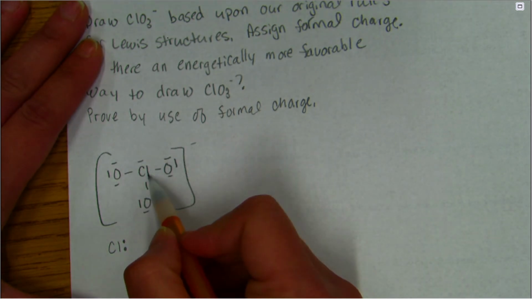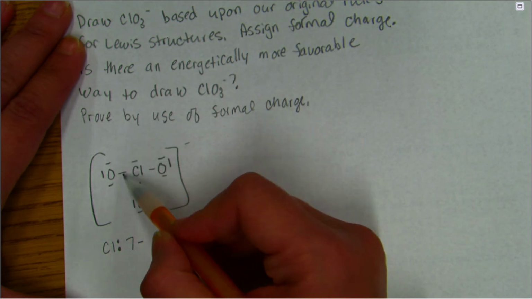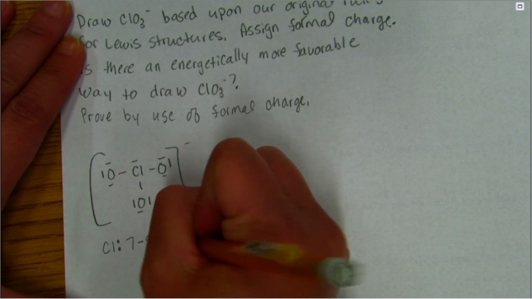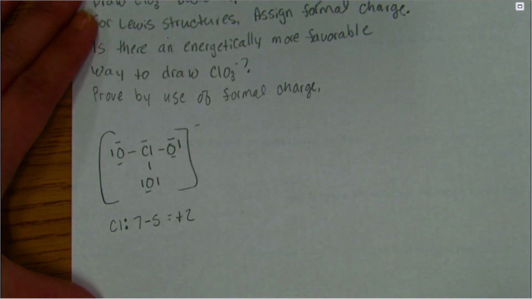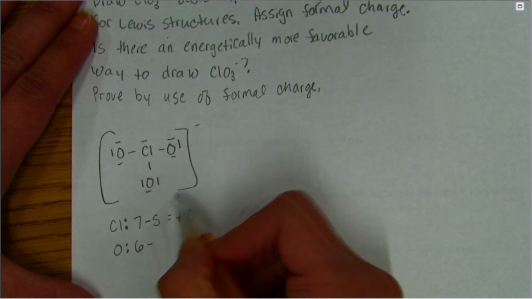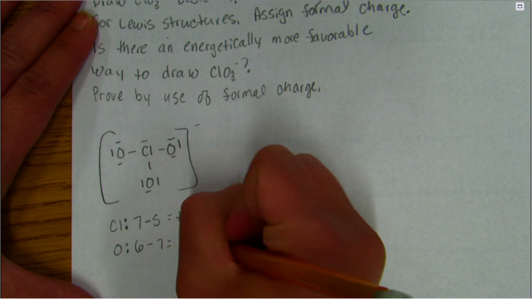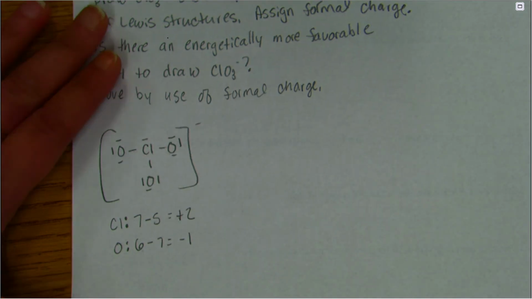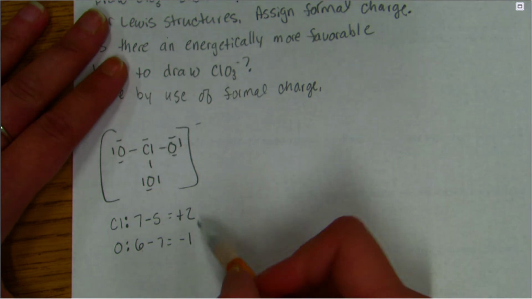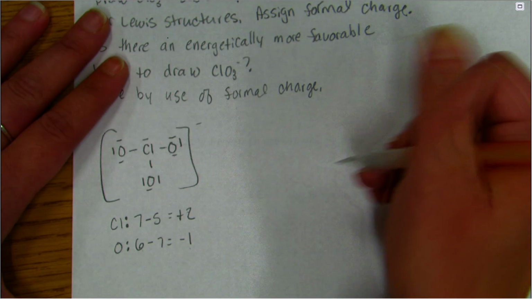All right, so chlorine has 7 valence electrons, minus 2 from the bonding pair, 3, 4, 5. So chlorine has a formal charge of +2. Each one of these 3 oxygens is going to have the same formal charge. 6 valence electrons, 2, 4, 6 from the lone pairs, +1 is 7. So that is a -1. So overall here, when we draw this, we want to try and get closer to 0.